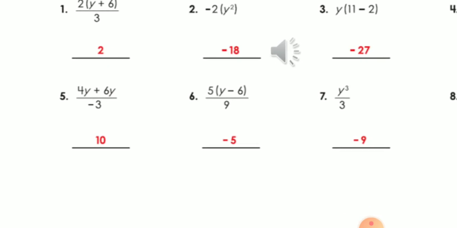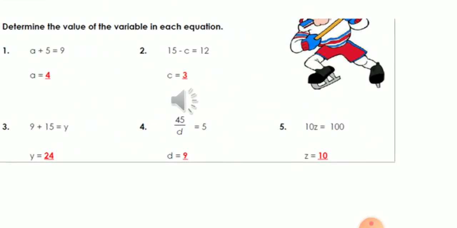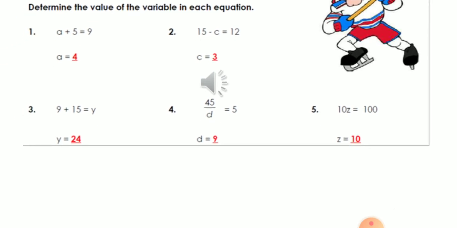5 and 6 and 7, you can do it by yourself. The same thing. Here I have a plus 5 equals 9. When I move positive 5 to the other side, it will be negative 5. We change the signs. Okay, I need a to be alone. So a equals 9 minus 5, which equals 4.